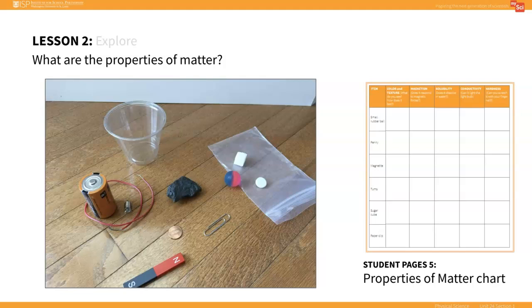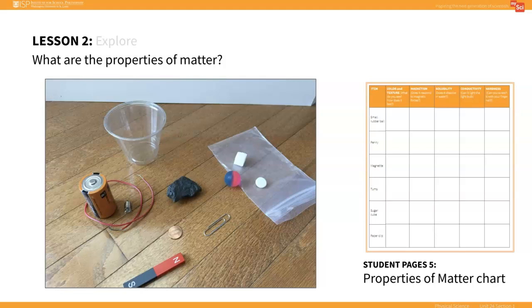In the Explore portion of this lesson, students will test the properties of a small rubber ball, penny, magnetite, Tums, sugar cube, and a paperclip, using the materials shown in this image. On their student journal page, Properties of Matter chart, students will record the different properties of the materials they are exploring. They'll record the color and texture, whether or not the object is magnetic.